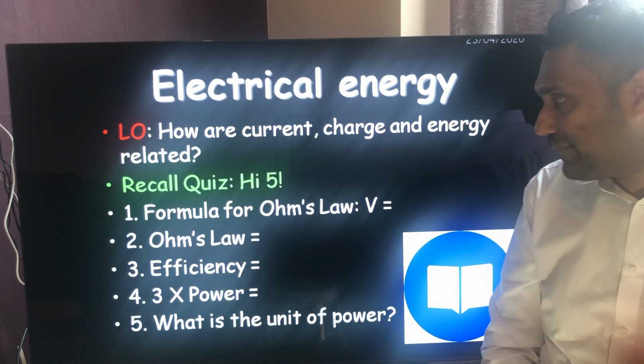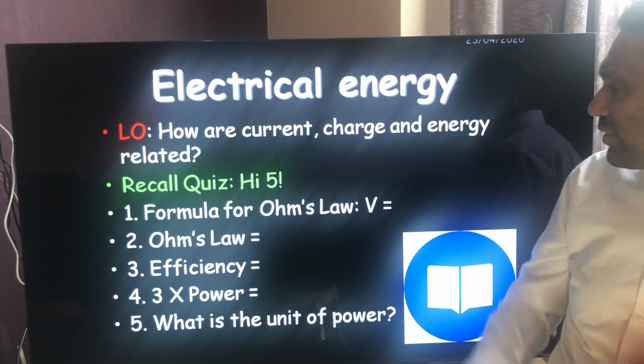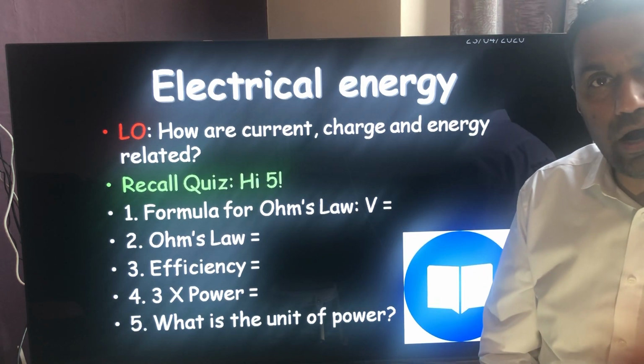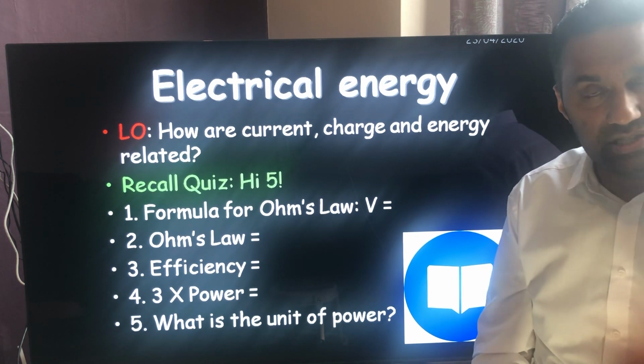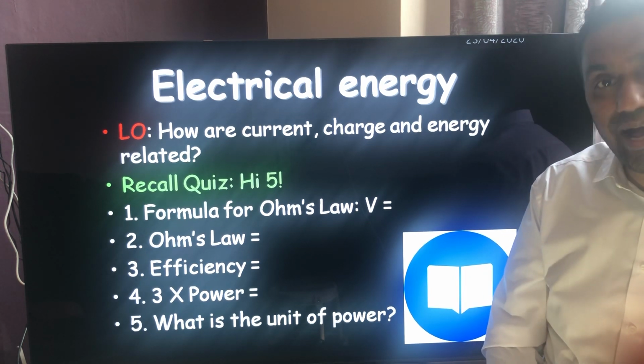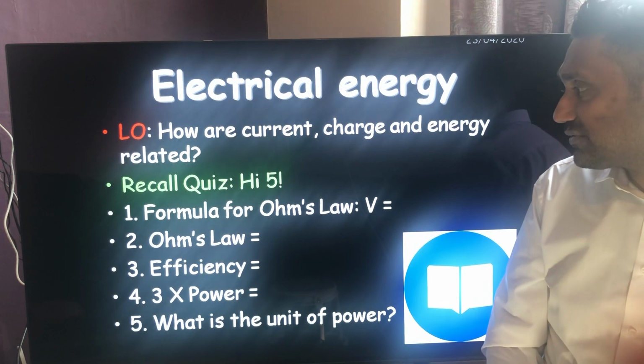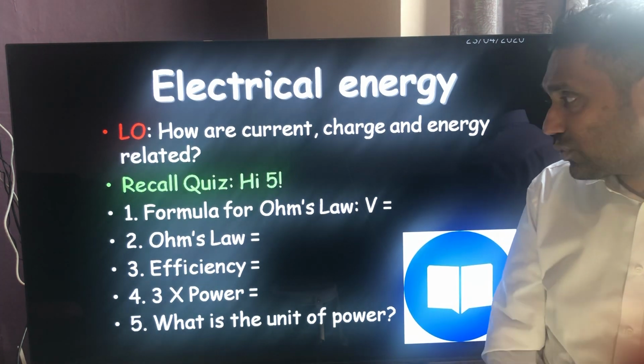Right, so the formula for Ohm's law is V equals IR. So voltage equals current times resistance. If you want to rearrange that, the resistance is the voltage divided by the current. So V equals IR, I stands for current, R stands for resistance, V stands for potential difference or voltage.